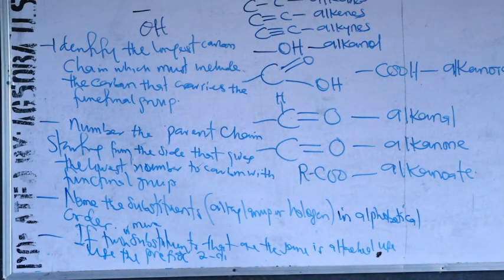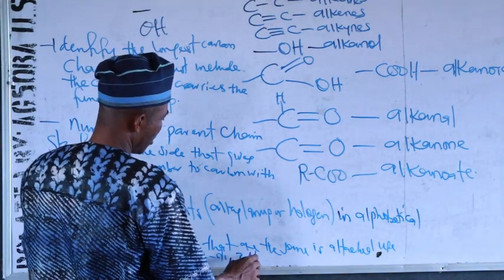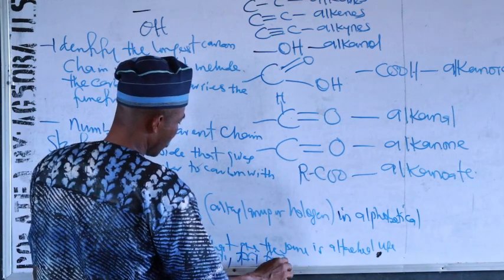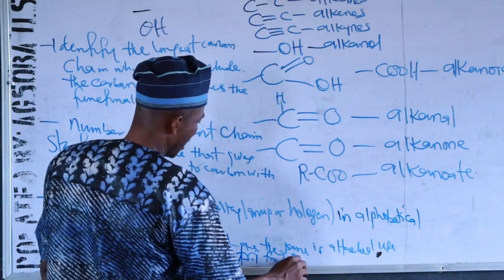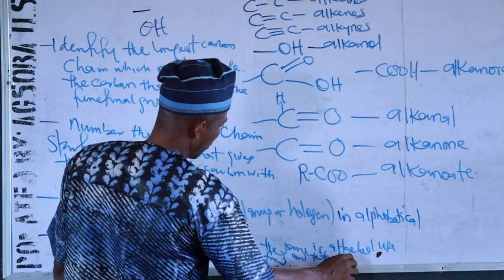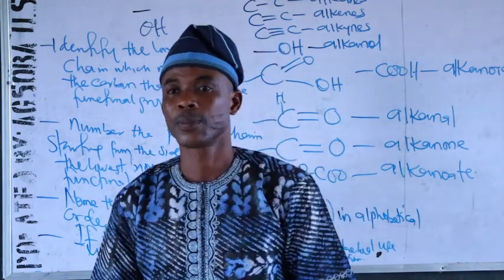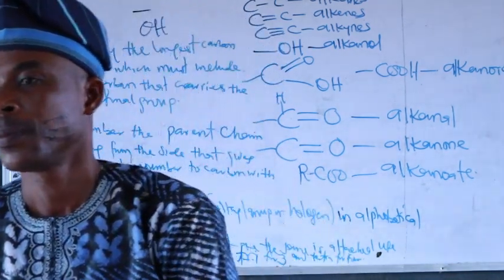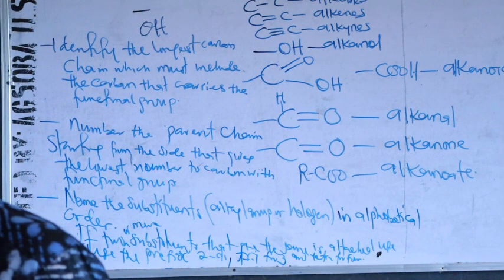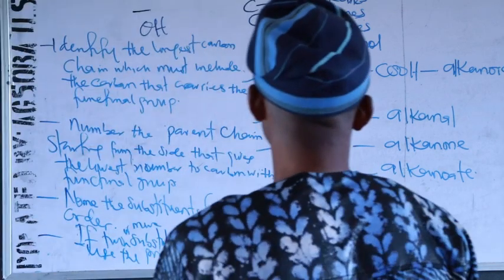So use di for 2, tri for 3, and tetra for 4. These are the rules that you must follow. Yes, let's move on.